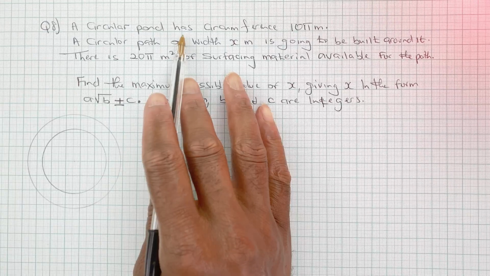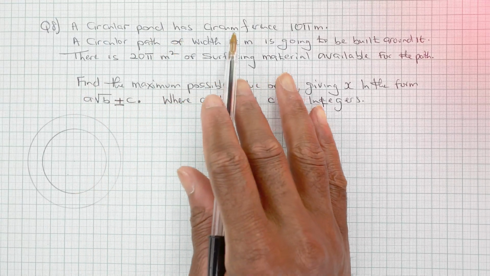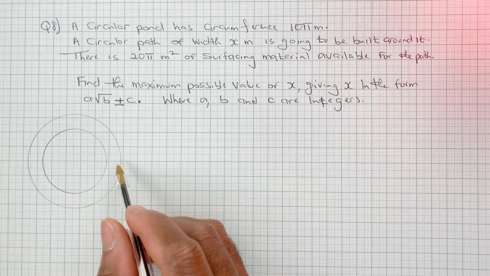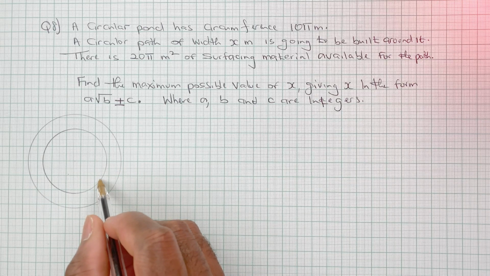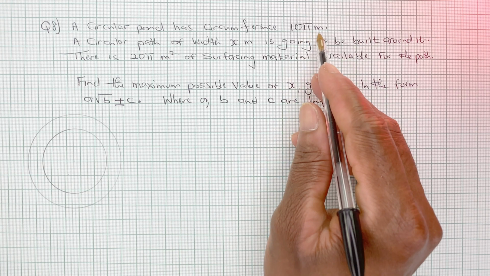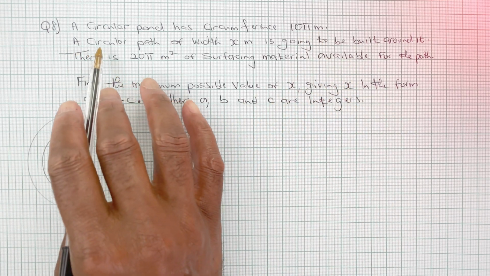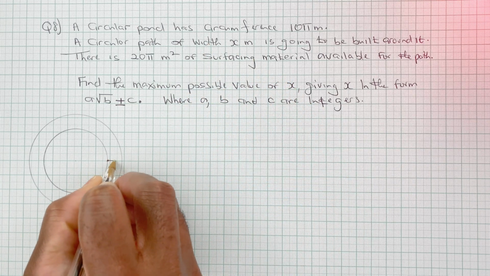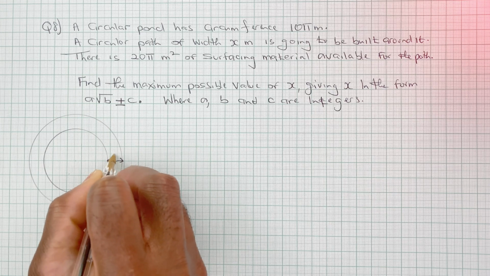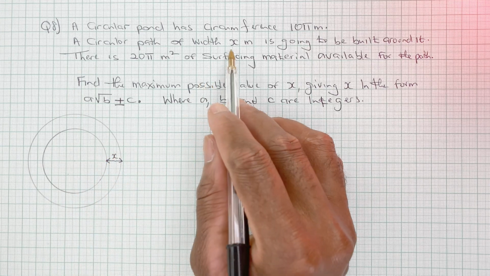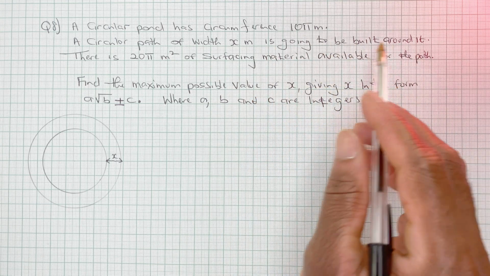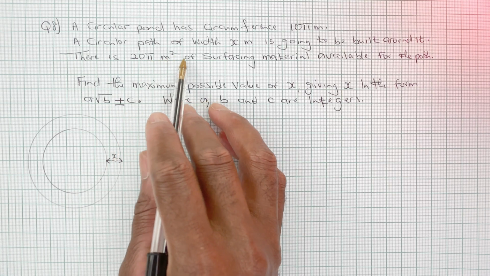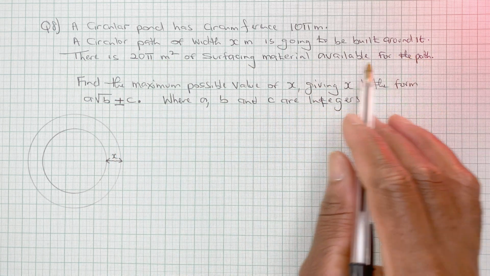Question 8. A circular pond has circumference of 10 pi meters. So that's a circular pond here in the center, and it has a circumference of 10 pi meters. A circular path of width x, so the distance from this to there is x, is going to be built around it, where there is 20 pi meters squared of surfacing material available for the path.